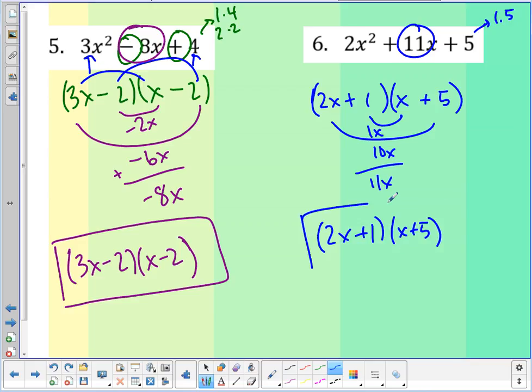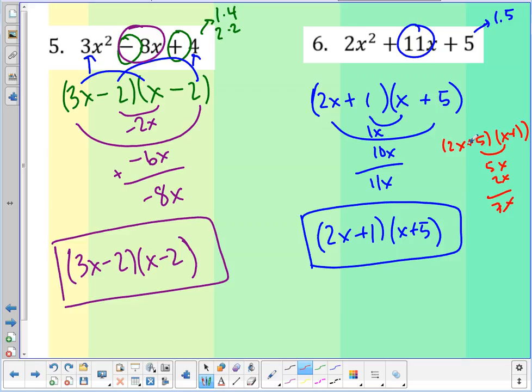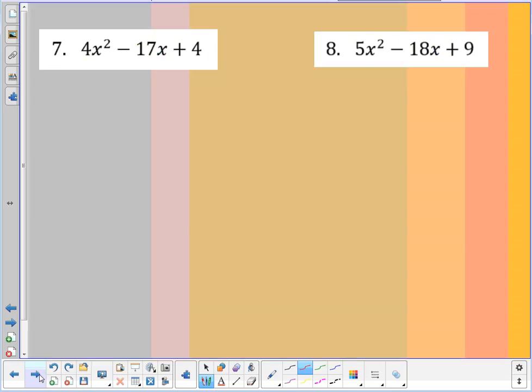If I would have flipped those, if I would have had 2x plus 5 and x plus 1, you would have had a 5x and a 2x, which would give you 7x, and that doesn't work because that's not what you want. So there you go. There you have it. Again, we're just forcing our way into these factors, guessing and checking. No real scientifically proven thing here, just guess and check.